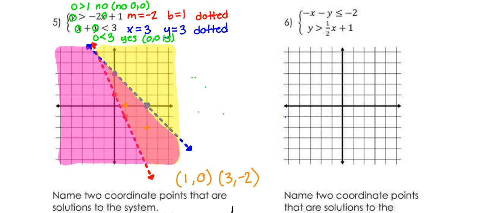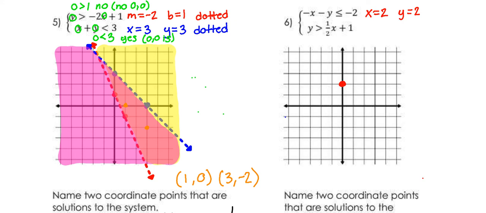Okay, so first one, negative x minus y is less than or equal to negative 2. That is in x-y intercept form. So I'm covering up my y, and I get negative x is less than or equal to negative 2. So x just equals 2. And then covering up my x, I have negative y is less than or equal to negative 2. So y also just equals 2.